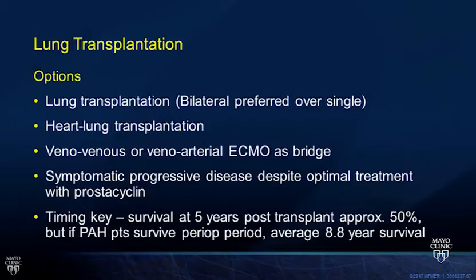Timing is key. Remember that any transplant involving lungs, you're dealing with a 50% 5-year mortality. So you want to time it so that patients get the benefit of the transplant and it's not done too early. In general, PAH patients survive better if they get through the perioperative period, with an average 8.8-year survival.